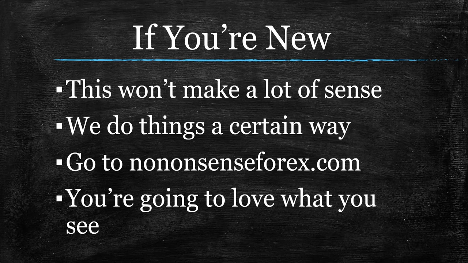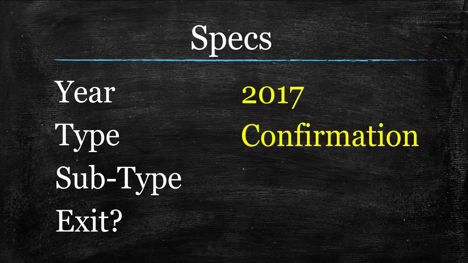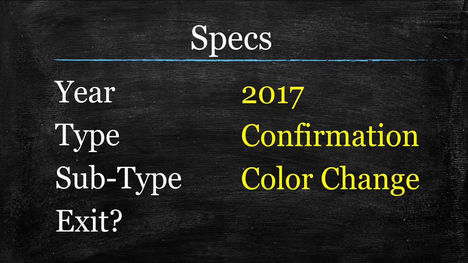But for those of you who are exactly where you need to be, let's go ahead and look at the specs. For the DeCycler indicator, the year is going to be 2017. This will be a confirmation indicator at its core. The subtype, it's a 2 lines cross on the default version, but by the time we're done with it, it turns into a color change. You'll see what I'm talking about.